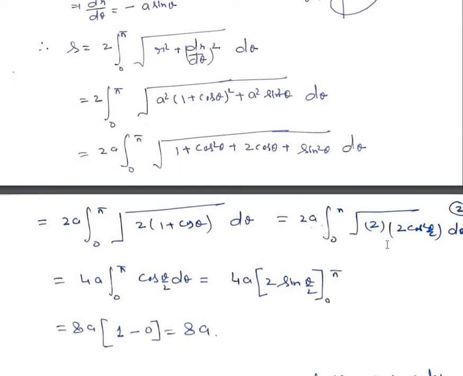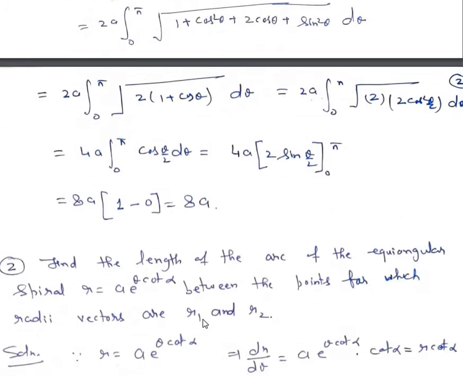1 plus cos theta can be written as 2 cos square theta by 2. So therefore s is equal to 4a times integral 0 to pi cos theta by 2 d theta, which is equal to 4a times 2 sin theta by 2. Limits are from 0 to pi. So put the limits, we get 8a into 1 minus 0. So therefore whole length of the cardioid is 8a.